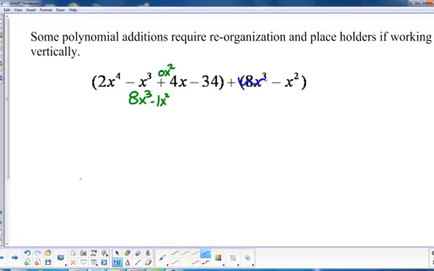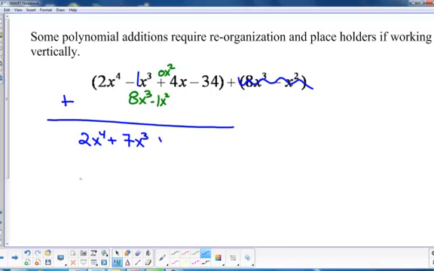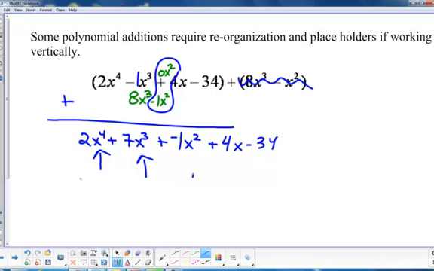So I'm going to not look at this anymore because it's below. And I am adding. So I have my 2x to the 4th. It doesn't have any like terms to go with it. My -1x cubed and my 8x cubed is a 7x cubed. My 0x squared and my -1x squared is just a -1x squared. And then I have my 4x and my 34. You see how this is going in order of the x exponents? This is 5 terms, and it's a 4th degree.